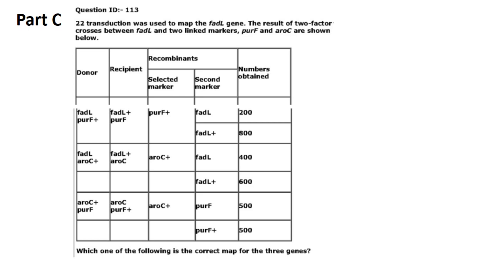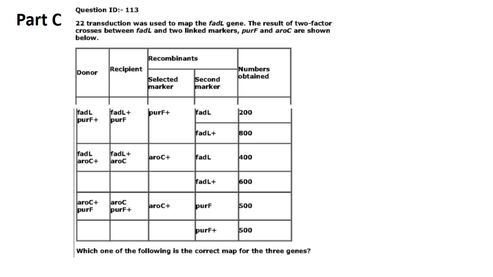So AROC plus and PURF will be nearby, because they have the highest percentage of frequency of transformation. So it will be 50%, and the next will be AROC plus and FADL, that will be 40%. So the ones which are at the ends are PURF and FADL, and AROC will be in the middle.